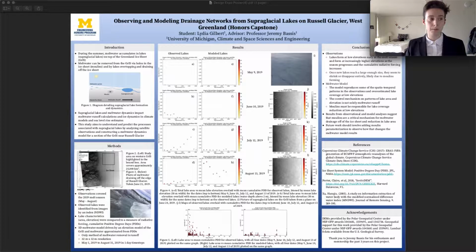Latin. My honors capstone, with my advisor, Professor Jeremy Bassis, is a research project entitled Observing and Modeling Drainage Networks from Supraglacial Lakes on Russell Glacier, West Greenland.